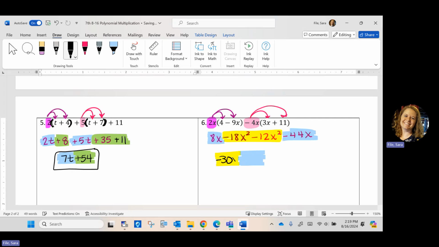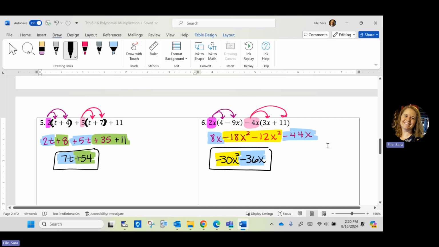Good, negative 30x squared. And my linear terms? Negative 36x. Now, if the blue term was first, what I've highlighted in blue, so if you combined those and you wrote this as negative 36x minus 30x squared, that's not wrong, but then you have to rearrange it to put it in standard form. So when I look at this and I'm doing my combining, I just go ahead and look for the highest degree first to save me a step of writing. Okay, so I don't have to then rearrange it.